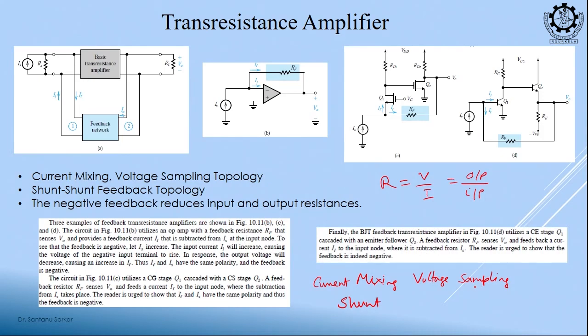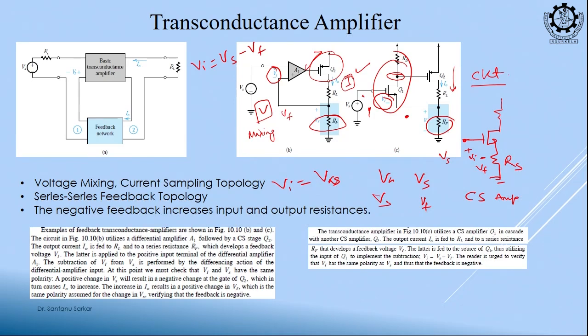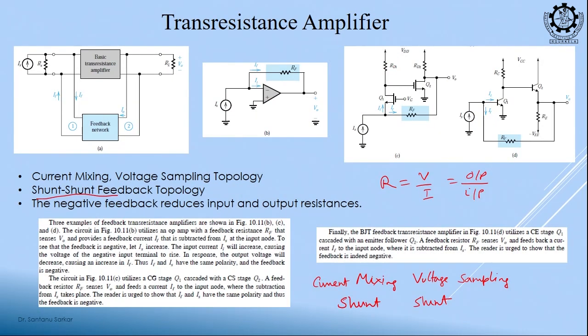Output you want to sample voltage. In which connection same voltage? Shunt. Which one was series? Transconductance. So, when it is V and I, then only there is a possibility that both sides should be same, right. So, transconductance series and trans resistance shunt.